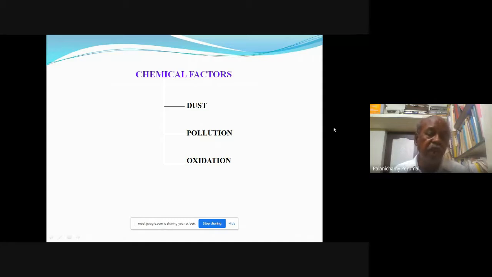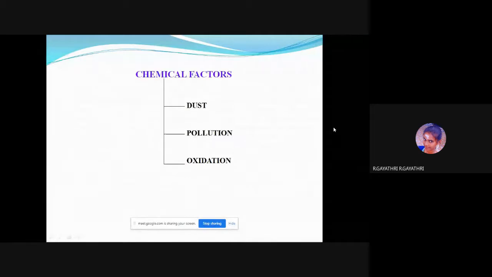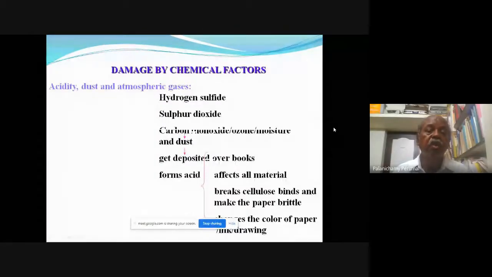So nowadays, oxidation is a major damage for not only paper but all cultural property. Silver tarnishes because of oxygen, iron rusts because of oxygen, and paper too. Then there is hydrogen sulfide and sulfur dioxide from vehicles and industrial waste. All these things make gases with water. When it rains, it will become acidity on the paper.